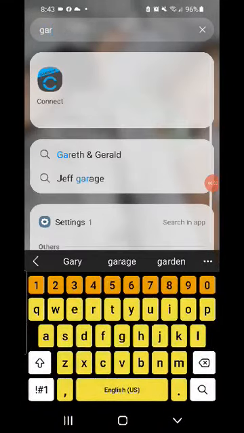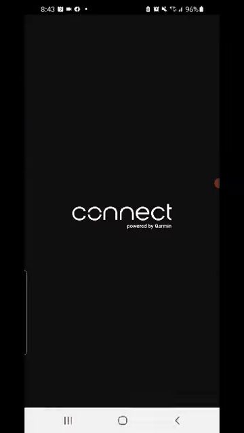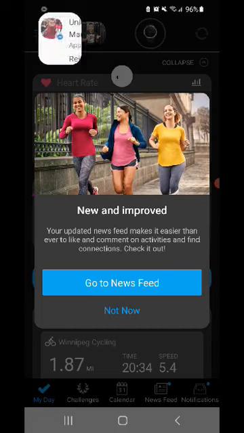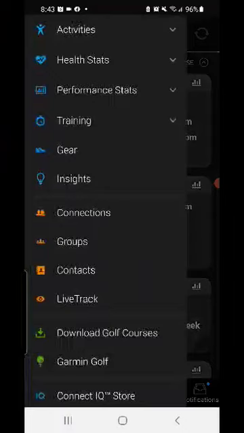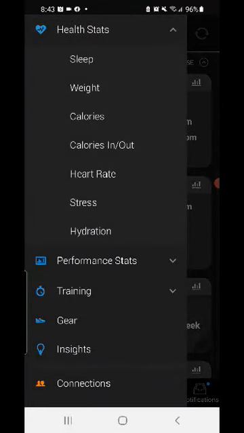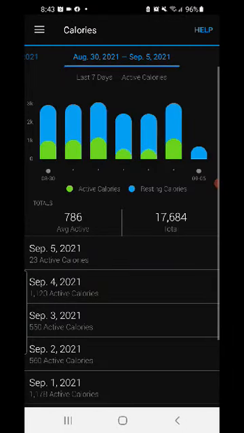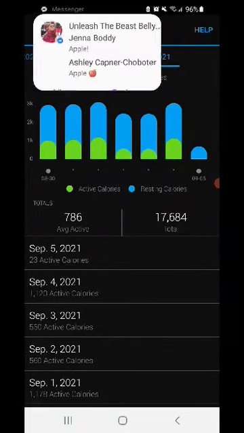All right, when it comes to checking how many calories you burnt in a day, you just got to go to your app. So for me, it's the Garmin store. Obviously, sort through all of the ads. So then you go to the top here, you go to health status, you go to calories. And what it's showing you here is total calories burned.